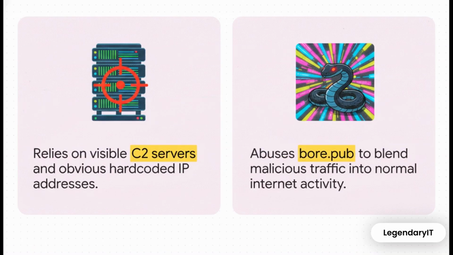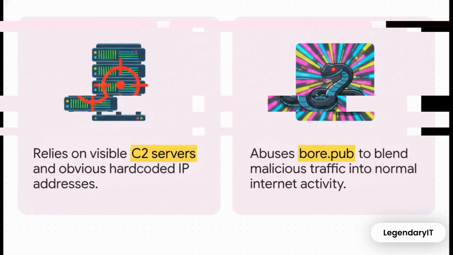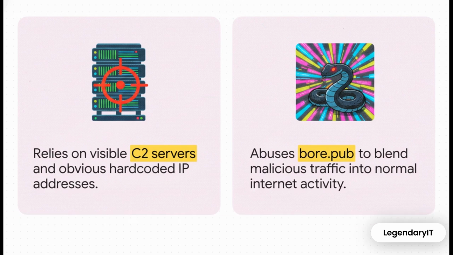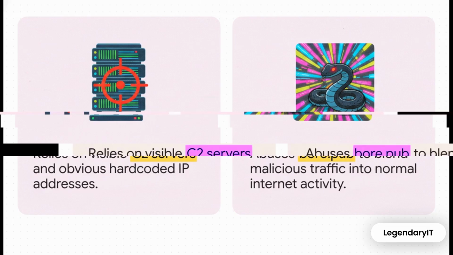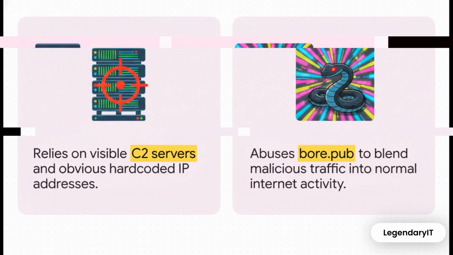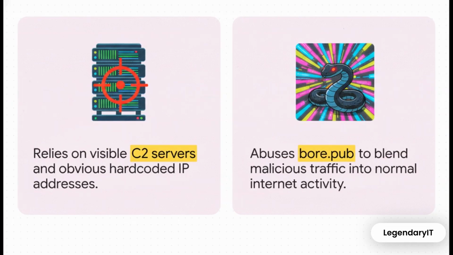Well, traditional malware usually relies on dedicated hacker command and control, or C2 servers with hard-coded IP addresses. Security teams can just block those IPs, right? Easy enough? But DeepDoor takes a totally different approach. It abuses a Rust-based public tunnel called boar.pub.